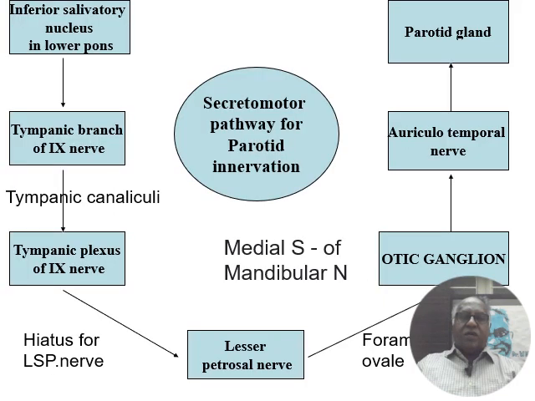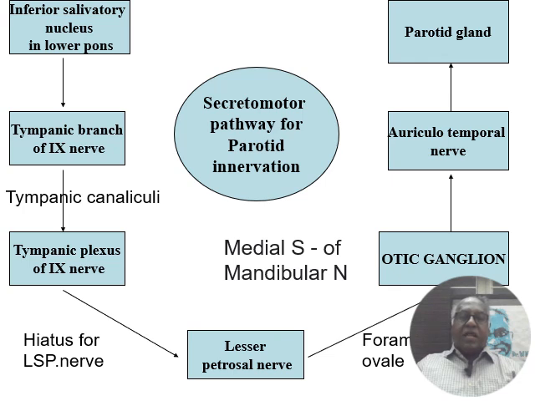Now we'll go to the secretomotor pathway. The secretomotor pathway for the parotid gland starts from the inferior salivatory nucleus, and from there the fibers are carried through the tympanic branch of the ninth nerve and the tympanic plexus of the ninth nerve, through the lesser petrosal nerve. It reaches the otic ganglion. The relay happens here, and the postganglionic fibers are supplied through the auriculotemporal nerve. The control for the parotid gland is the inferior salivatory nucleus.